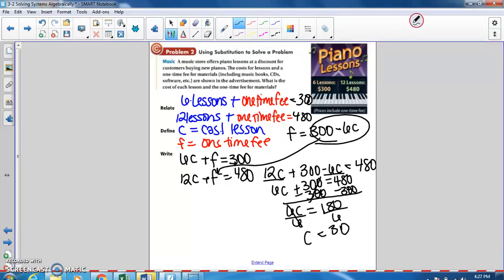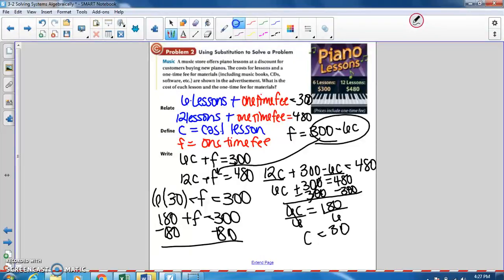We can plug that back into our original equation. 6 times 30 plus F is equal to 300. 180 plus F is equal to 300. Subtract 180. F is equal to $120. Meaning our one-time fee was $120 and the cost of each lesson is $30.